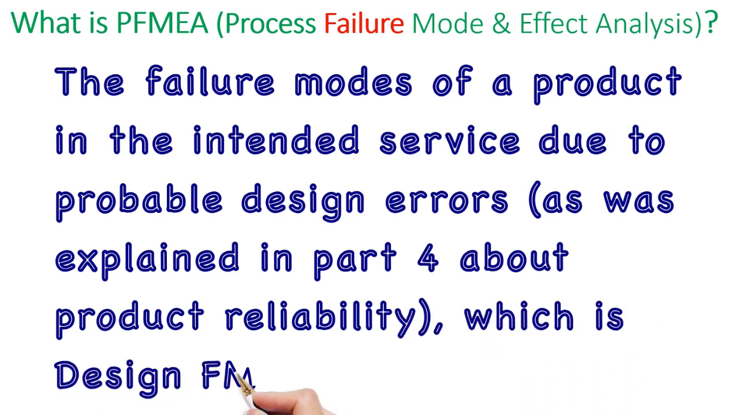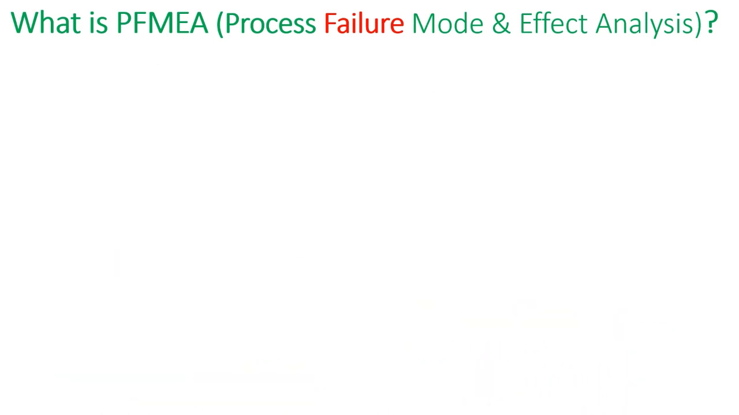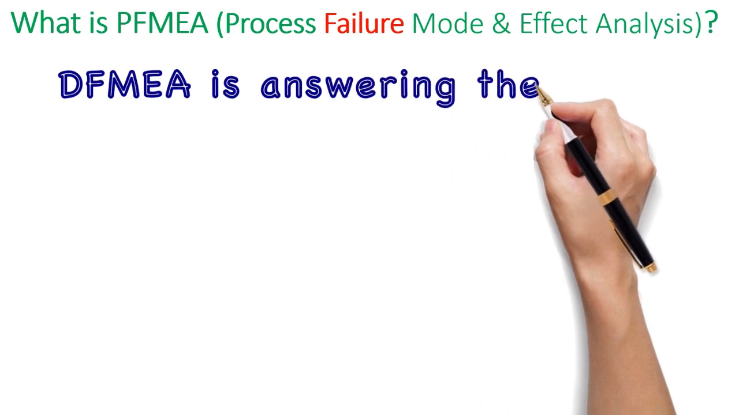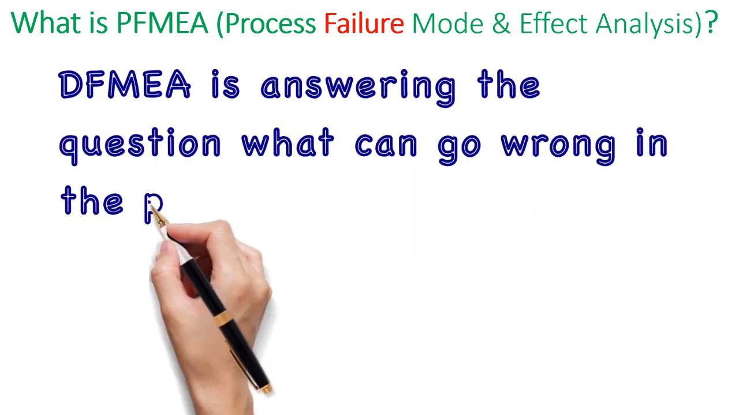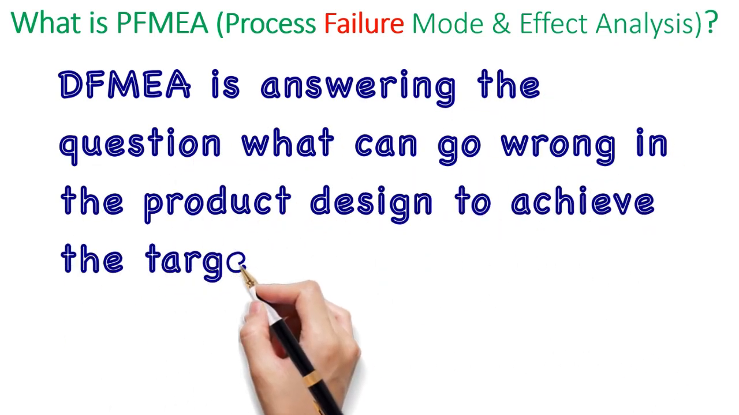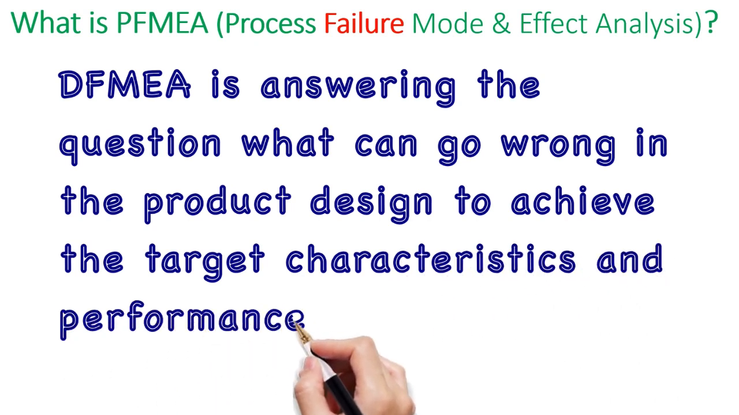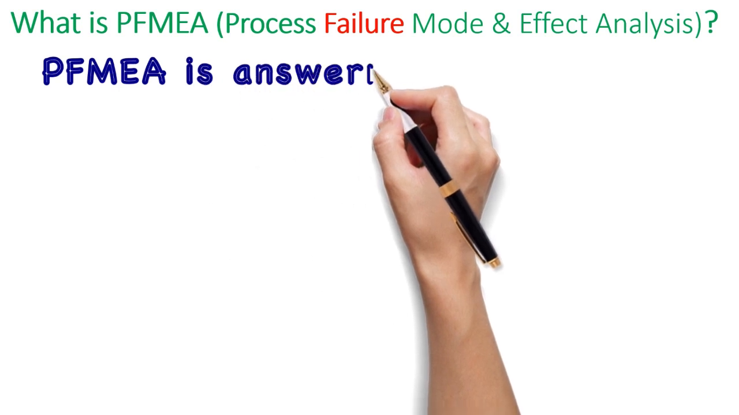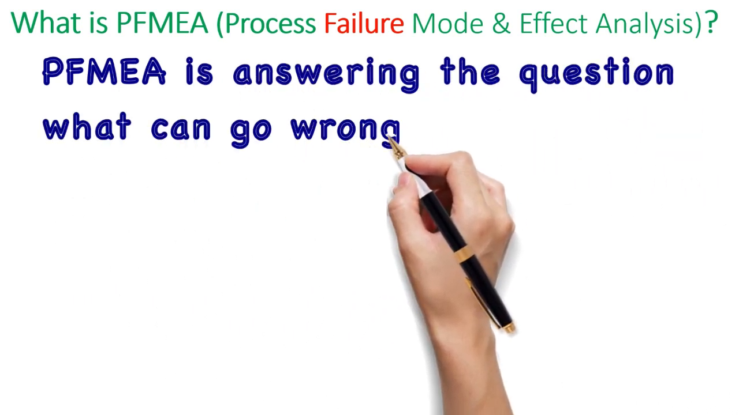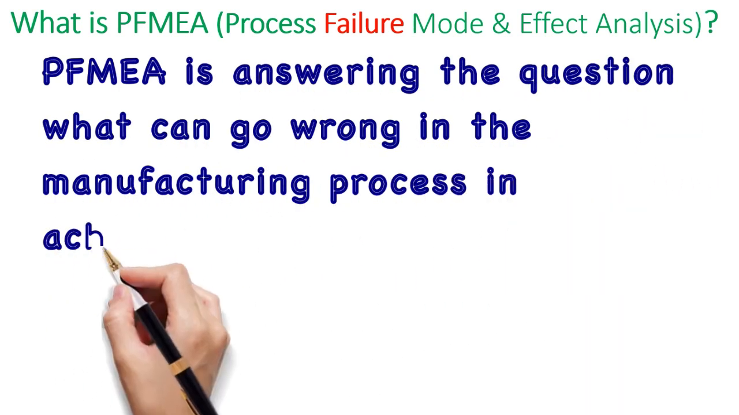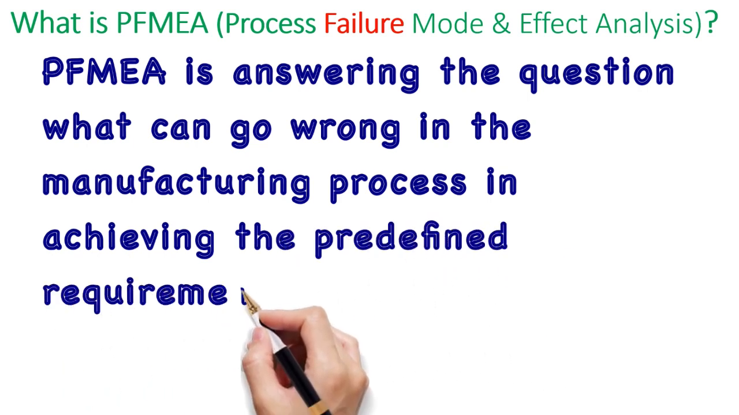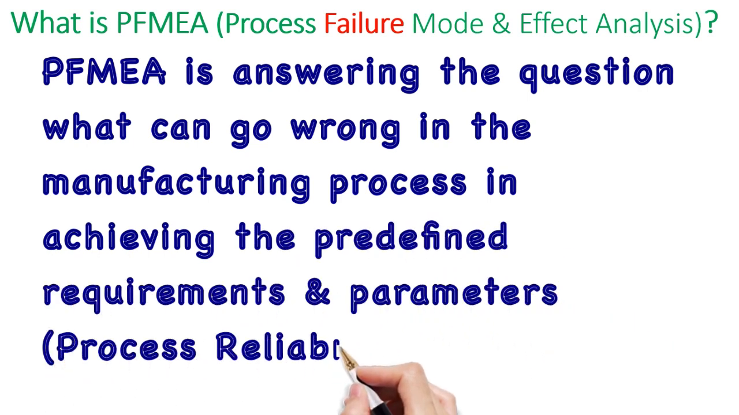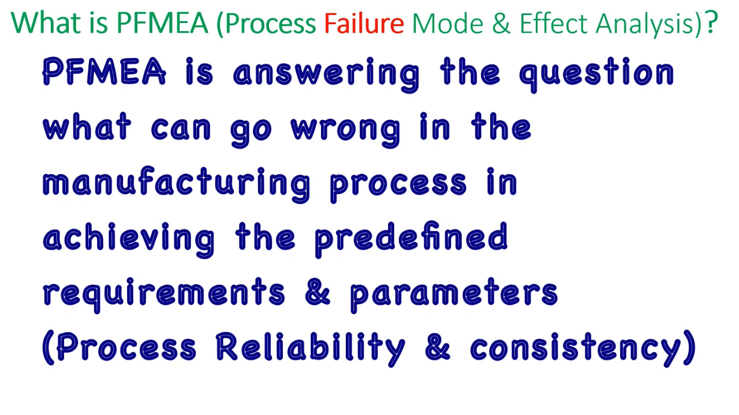is design FMEA, DFMEA. So, in summary, DFMEA is answering the question what can go wrong in the product design to achieve the target characteristics and performance properties, product reliability. And PFMEA is answering the question what can go wrong in the manufacturing process of that product in achieving the predefined requirements and parameters, process reliability and consistency.